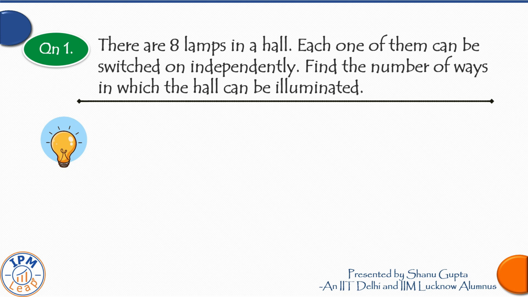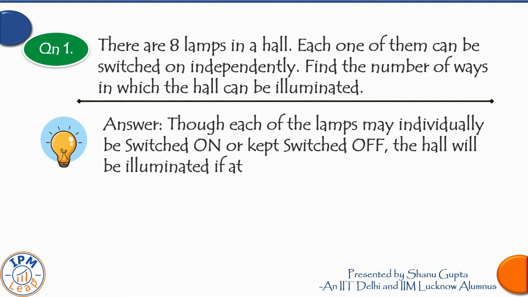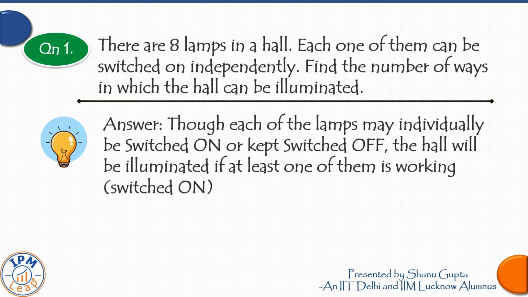So friends, though each of the lamps may individually be switched on or kept switched off, which means 2 possibilities for each lamp, the hall will be illuminated if at least one of them is working, which means at least one lamp should be switched on. So the required number is 2 raised to the power of 8 minus 1.